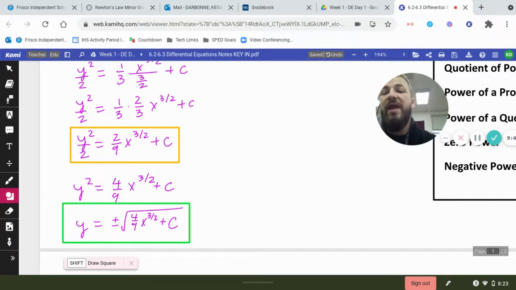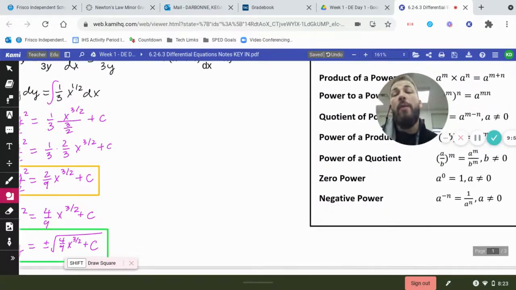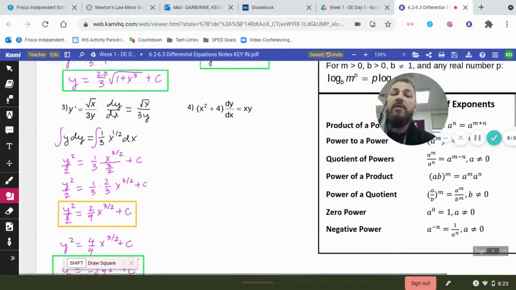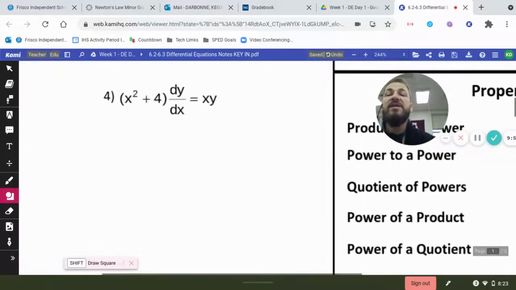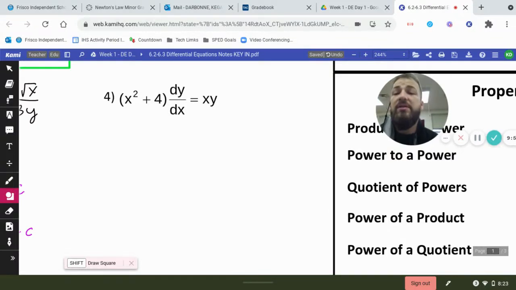So just a little bit extra to solve all the way out for y, but you don't have to unless the problem denotes it. Okay, last of our basic general solutions. We have x squared plus 4 times dy over dx is equal to xy. Right off the bat, I don't have to change y prime to dy over dx. It's already dy over dx.